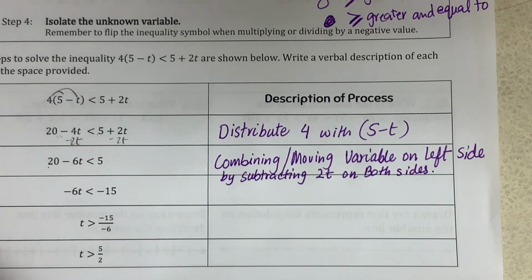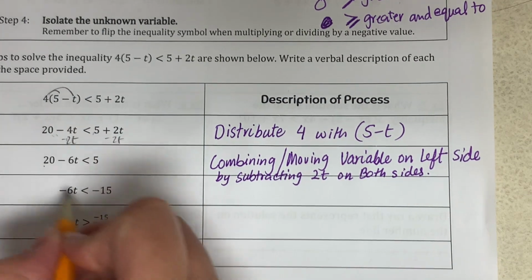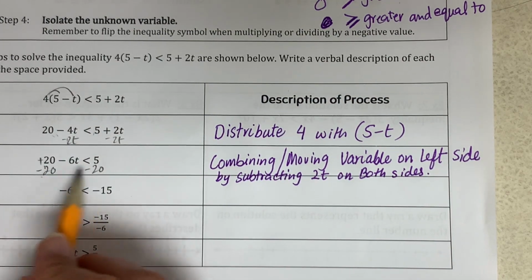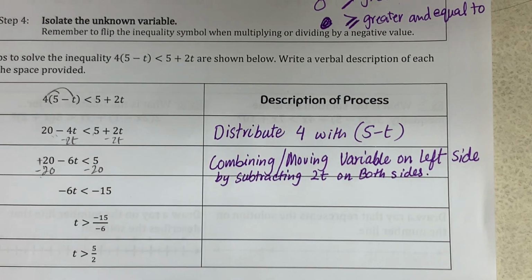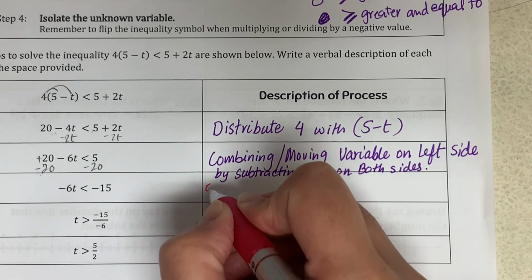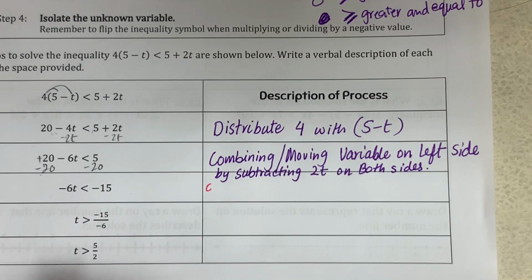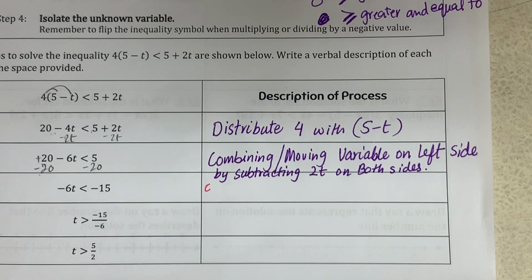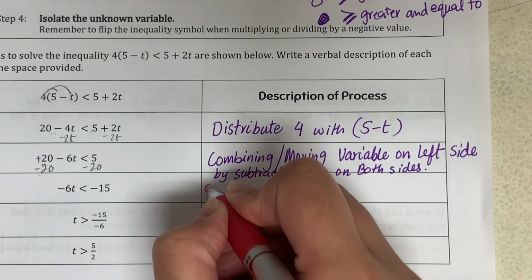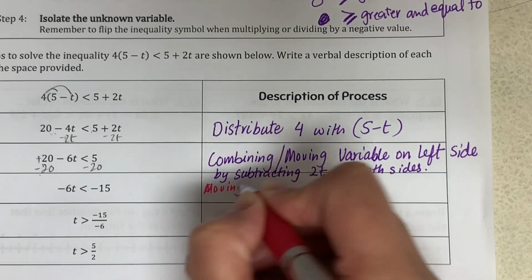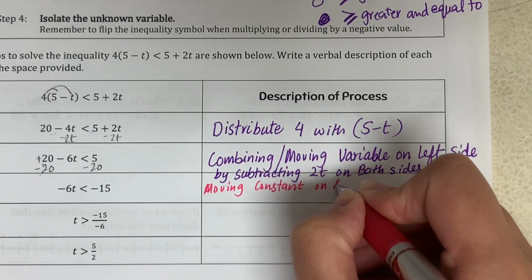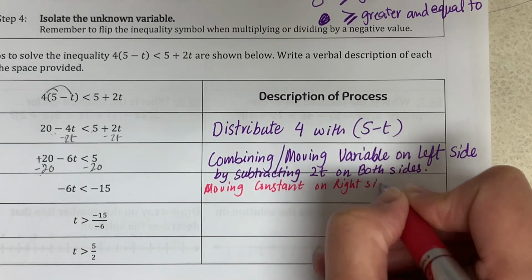All right, so the next step, 20 is not there anymore, so it must have been minus 20 because this is plus. So the opposite of 20, and you got that. So the next step was combining or moving the constant on the right side, subtracting 20 on both sides. Let me write it better.